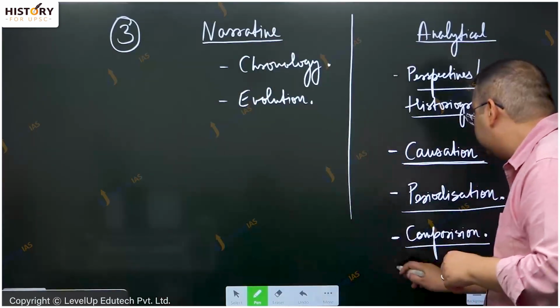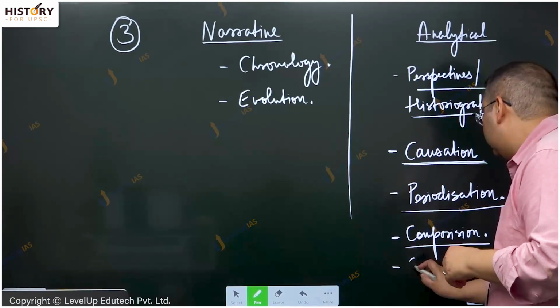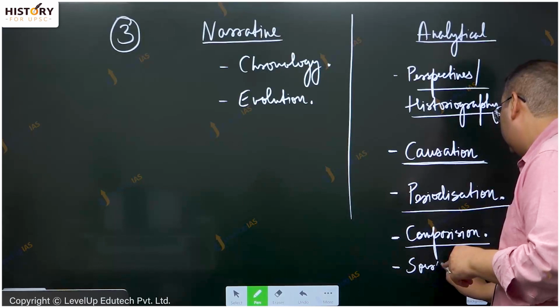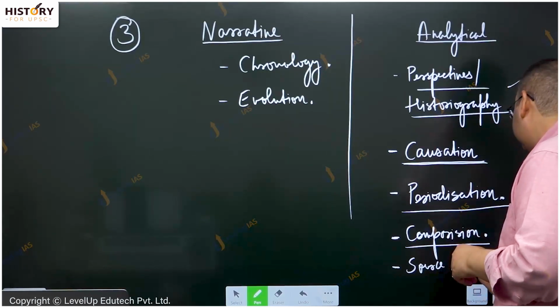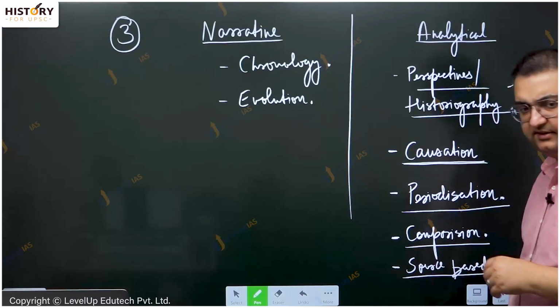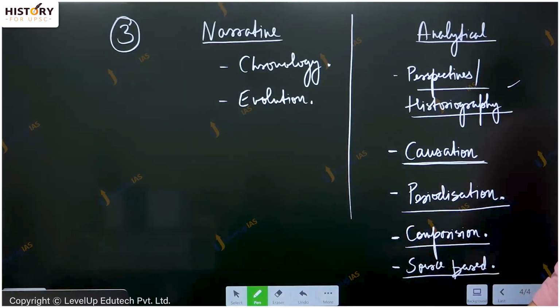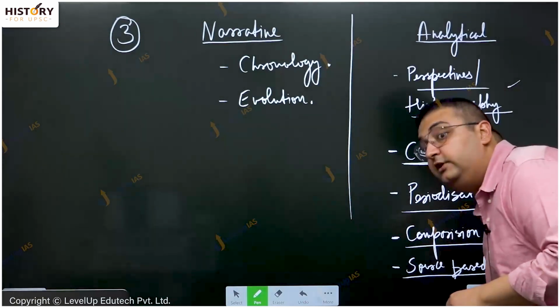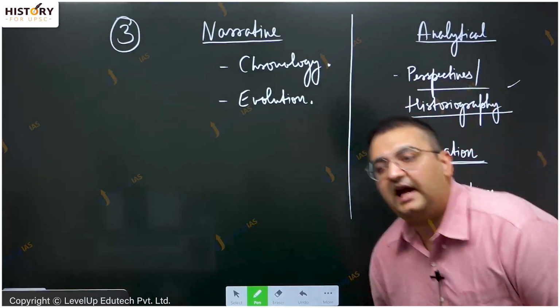Then there may be certain source based questions. With regards to the source based questions, these are going to appear only in paper 1. They are not of much relevance for paper 2. So you will be asked to talk about the utility of some primary sources.